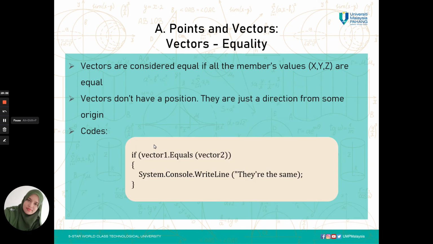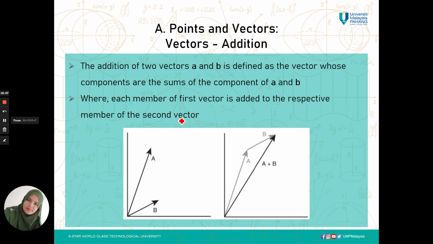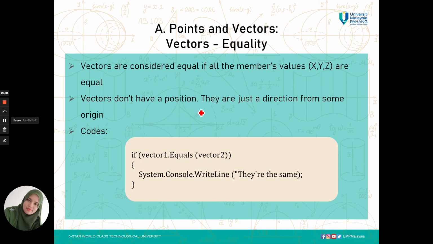Okay, so the next one is about equality. Vectors are considered equal if all the members' values x, y, z are equal. So basically, a vector doesn't have a position. It is just a direction. So as long as it goes in the same direction, it is considered the same vector.